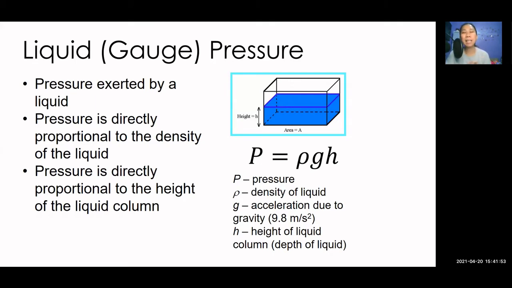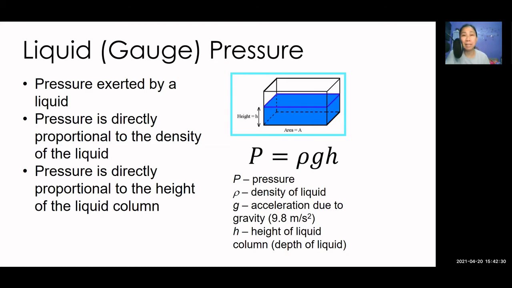So kung ilalagay natin sa equation, this one is equal to P, wherein P is your liquid pressure or sometimes tinatawag din natin to na gauge pressure. So this is equal to the density of the liquid times g, or the acceleration due to gravity, and the height of the liquid column. So pwede rin natin isipin na yung height na to is also equal to your depth. So kung halimbawa, kino-consider natin, let's say yung lalim ng tubig, so yung depth na yon is also equal to the height of the liquid column.